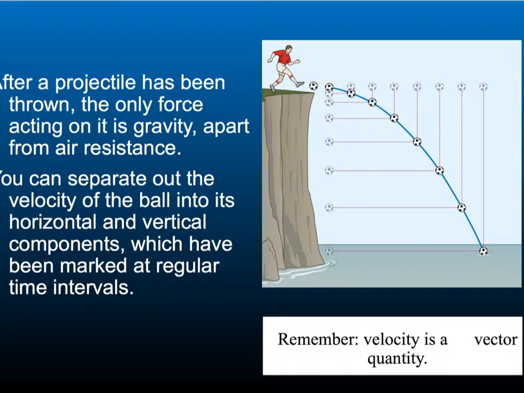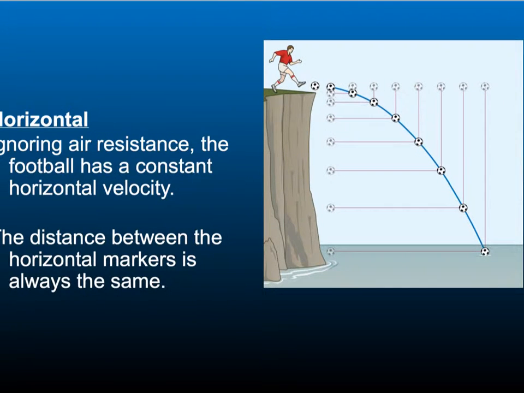If we look at the diagram, these snapshots of the ball have been taken at the same regular time interval. If we consider the horizontal velocity, you can see that the distance between each of those balls after the given time interval is the same. That means that because distance is the same and time is the same, the velocity is the same. So horizontally, the object has a constant horizontal velocity.